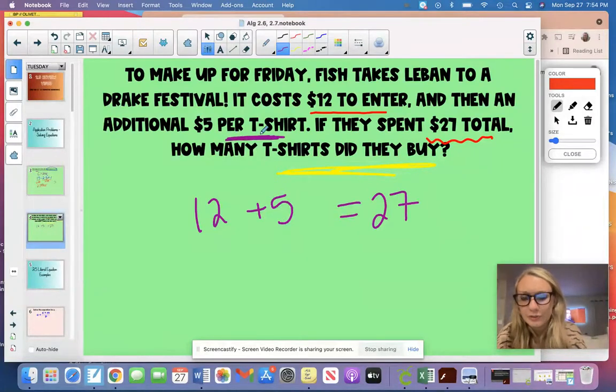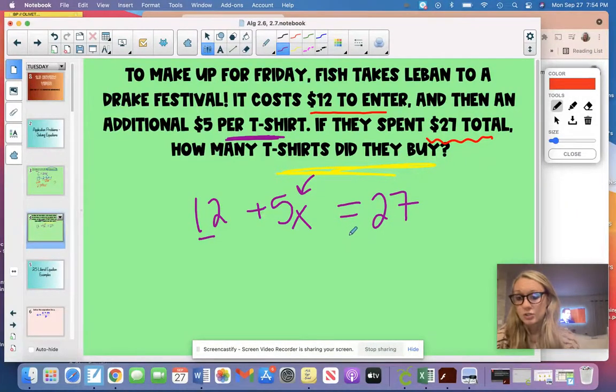Just as a clue, when we're looking at word problems, whenever you see the word per, usually that means that there's going to be a variable coming after that. We don't know how many t-shirts we bought at this festival, which means that you're going to plug in x here, or you could do t for t-shirts, whatever you need to do. So we've got the $12 entrance fee. The 5, because it's $5 per t-shirt, we don't know how many they bought, equals 27.